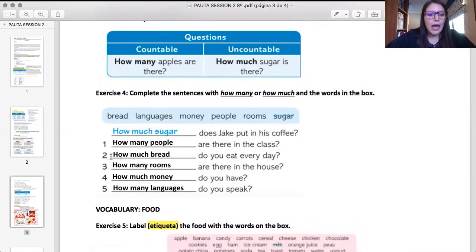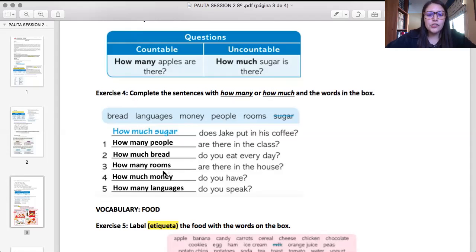Number 2, how much bread do you eat every day? Remember that bread is uncountable. We count bread as a unit. Number 3, how many rooms are there in the house? Rooms, we can count them, so many.